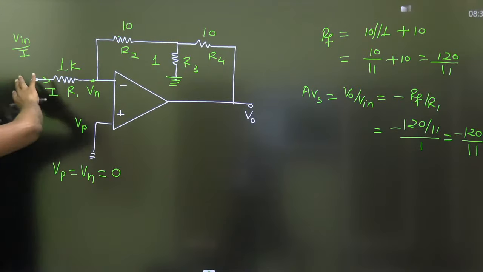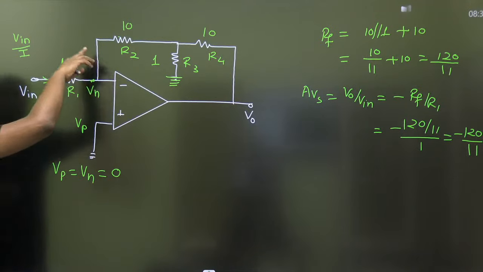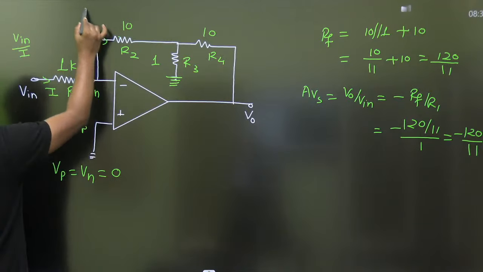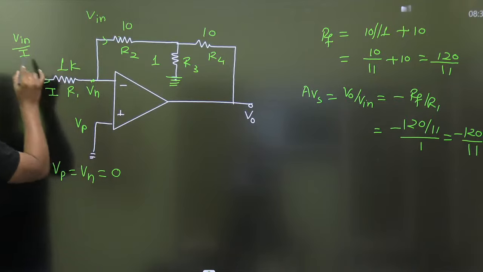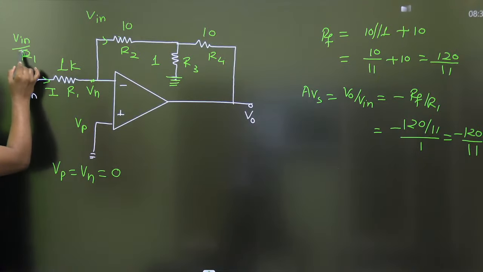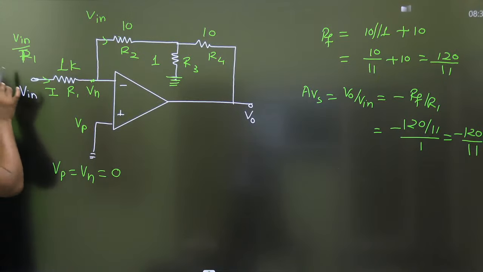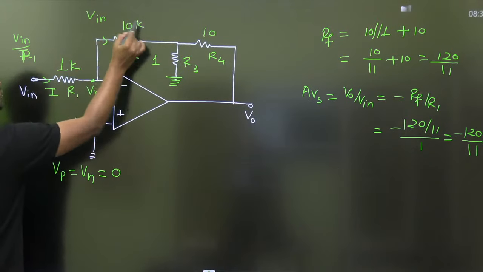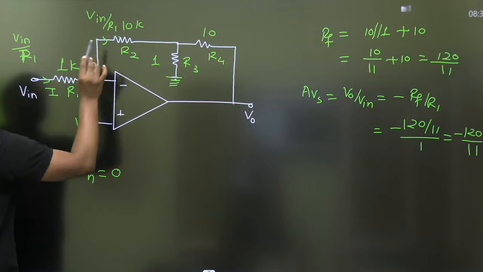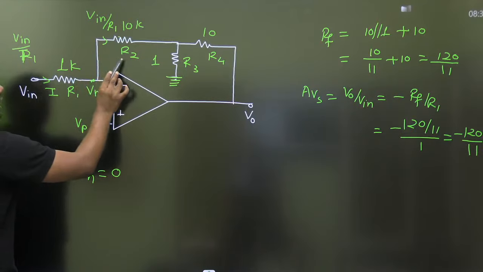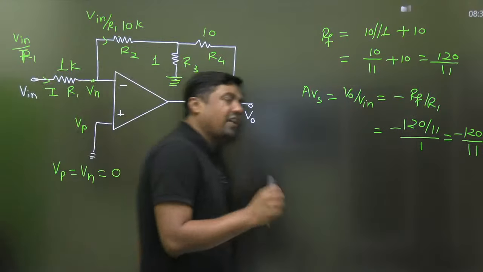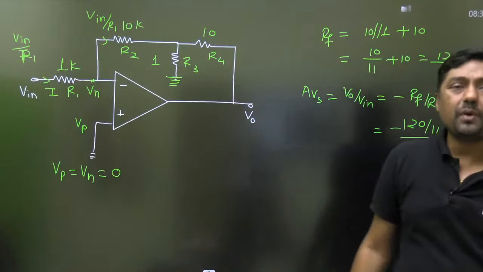But this Vin by I is not divided here. The same current is passing through this: Vin by R1, sorry. Vin by R1 is the current. The same current will pass through this 10 kilo ohm resistor. It is not divided between R2 and R3. Not divided. So tell me, these two resistors are in parallel?